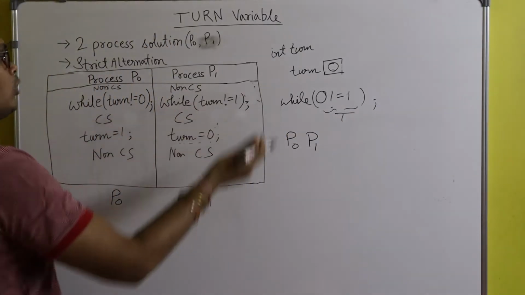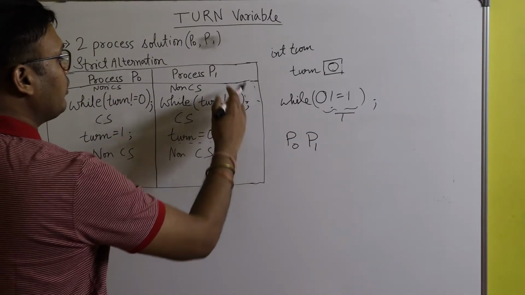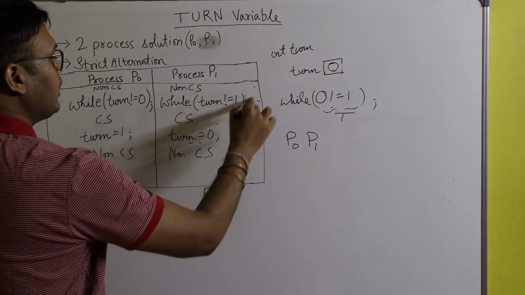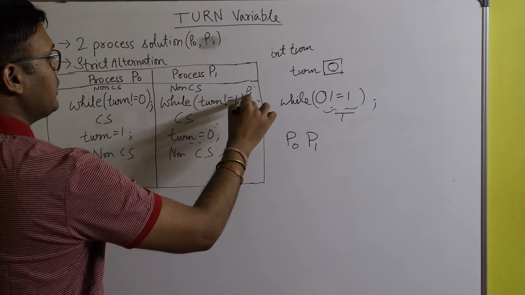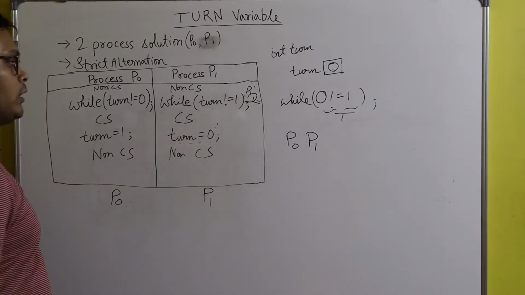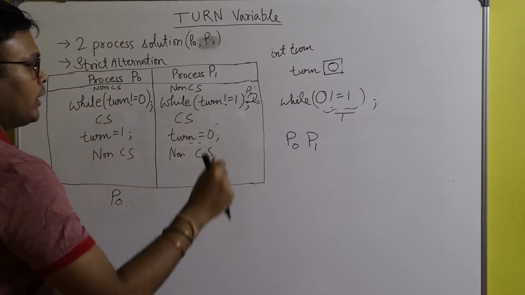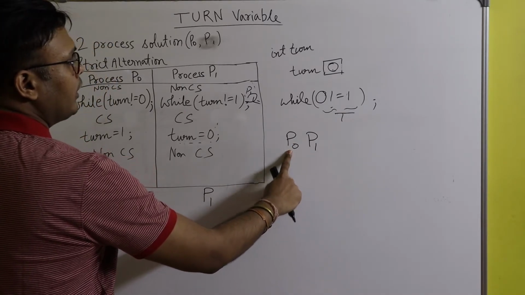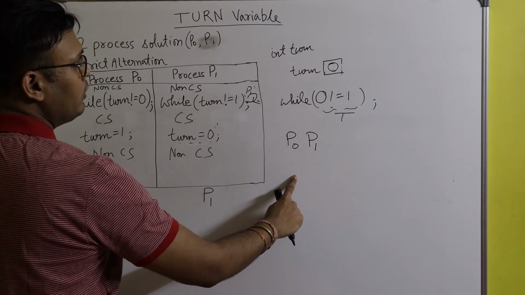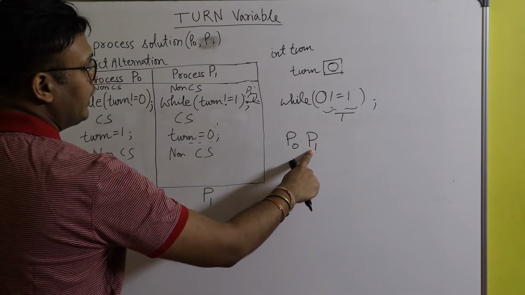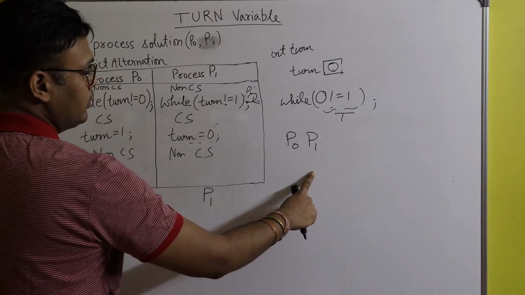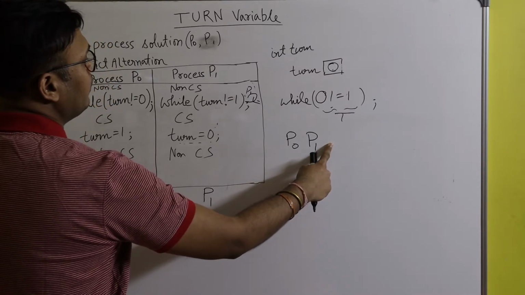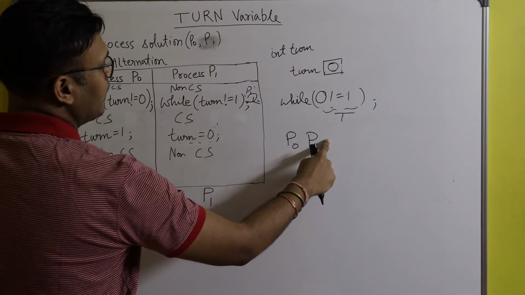So it means the while loop cannot be broken. P1 couldn't enter the critical section. P1 is stuck in the while loop. So at first P0 entered, after that when P0 came out, P1 entered, and after that when P1 came out, if P1 tried again, then P1 couldn't enter. P1 is stuck in the while loop.